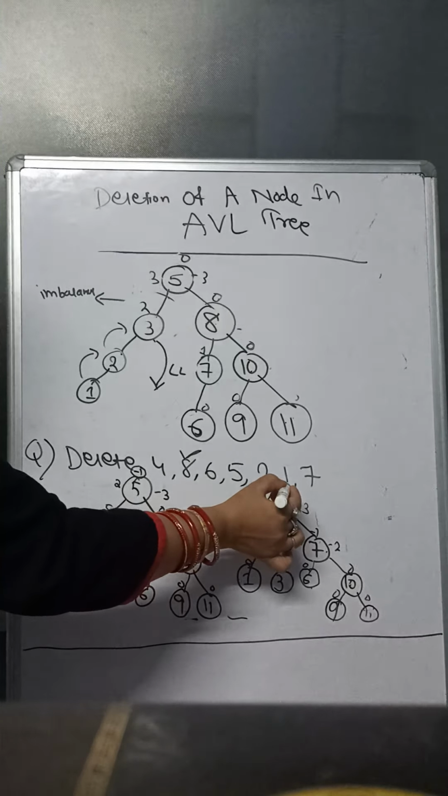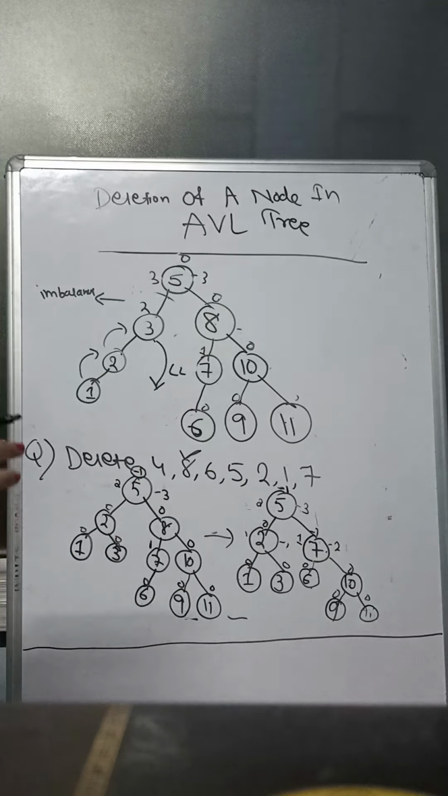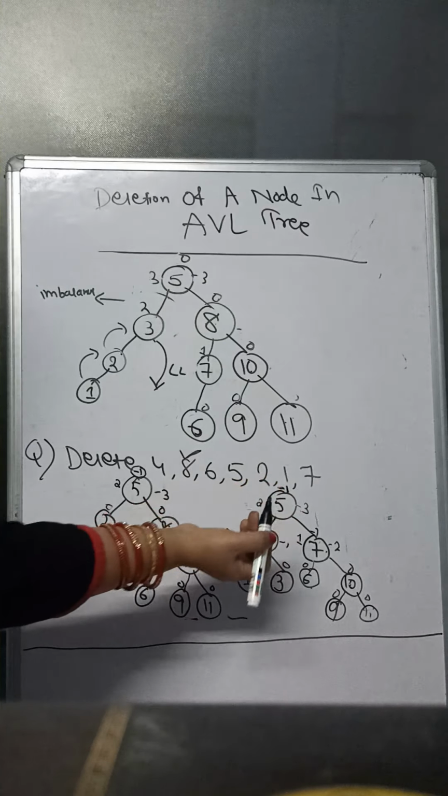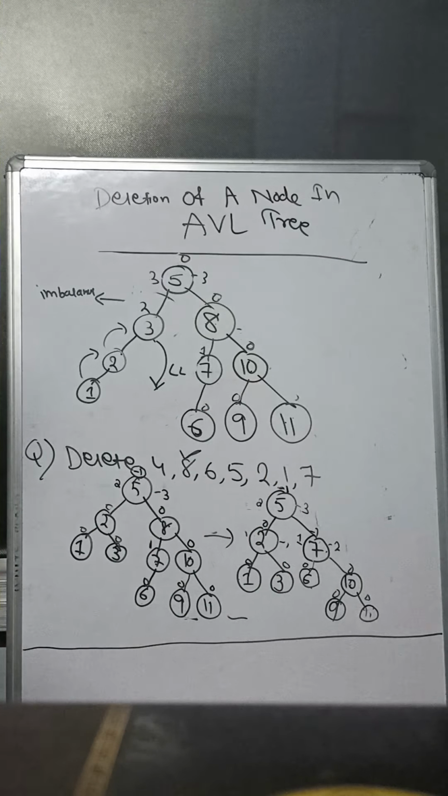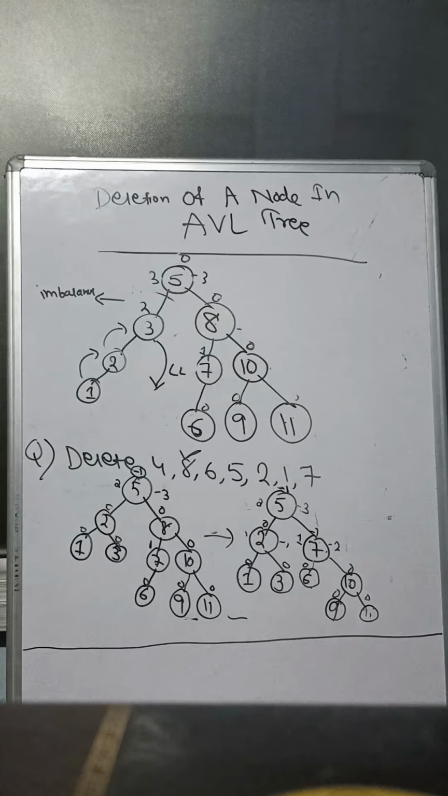After deletion you have to do the rotation if the tree is imbalanced. Again after doing the rotation also you have to find the balance factor, whether your tree is balanced or not, you have to see that. So my balance factor is minus 1 when my tree is balanced. Okay, then I have to delete. Now this is my input tree. Okay, so now I have to delete 6.